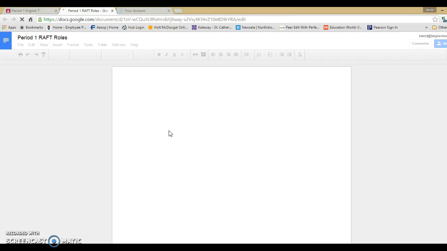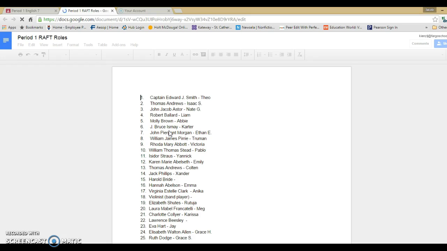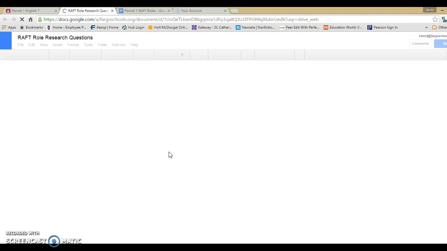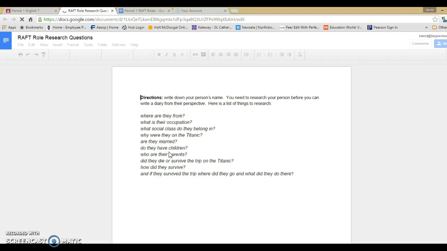So as you open this up to see your roles, you will have a person's name on the left and your name on the right. So you'll need to make sure you look through this list and find out who it is you are going to be researching. Once you find that person, you go back to the Google Classroom and go to the RAFT role research questions. You're going to have to answer or get as many details as you can about your person. First, you'll need to write down your person's name.